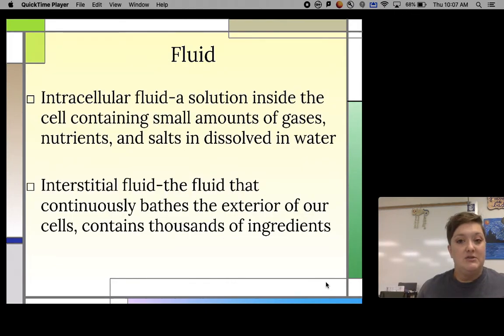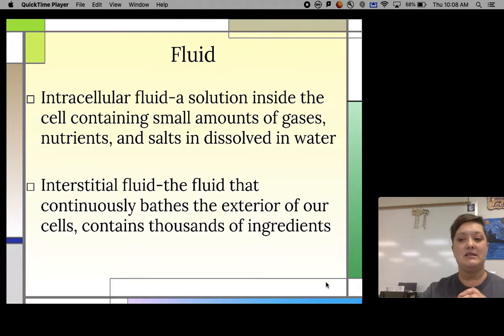Your fluids, you need to know where they are and what they're called. So the stuff inside your cells is called intracellular fluid, because intra means within and inside. So the stuff inside your cell, inside that cytoplasm, right? You've got all these gases and nutrients and water and stuff like that. Outside the cell is called interstitial fluid, because inter means between.